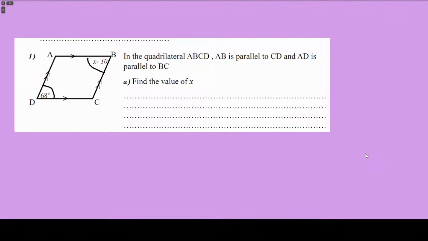Question 3 of exercise 3. There is a typo here. It has got printed as 1, question 1. No, it has to be question 3. So this has to be question 3. Right. How do we find the value of x here?